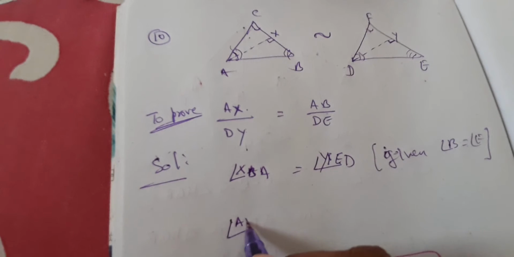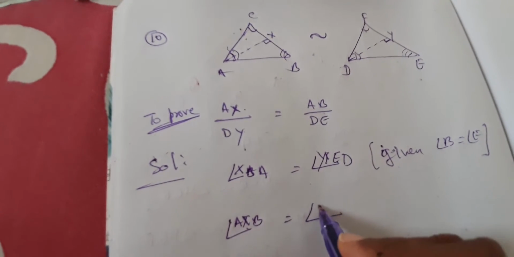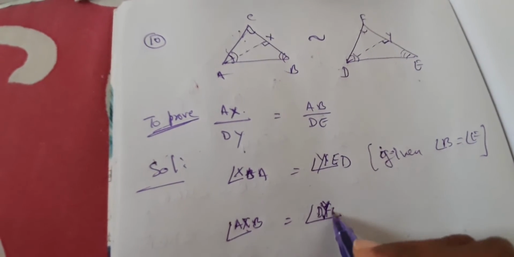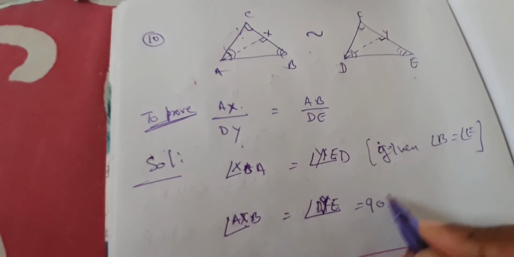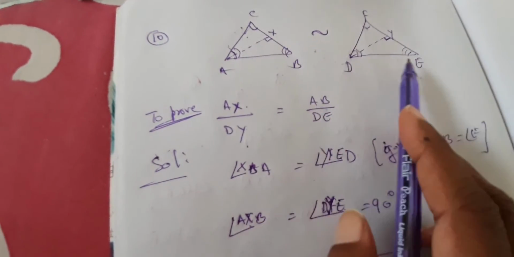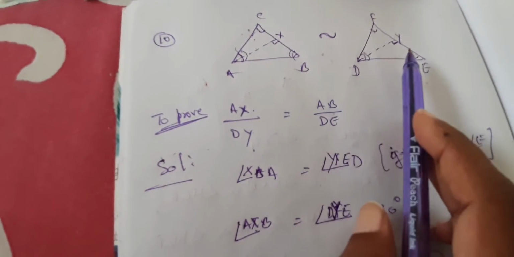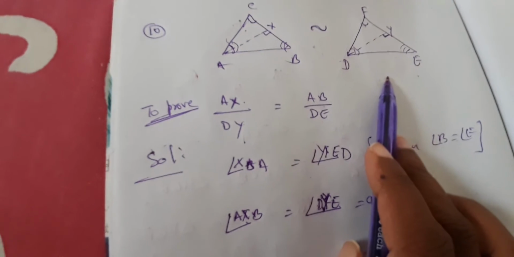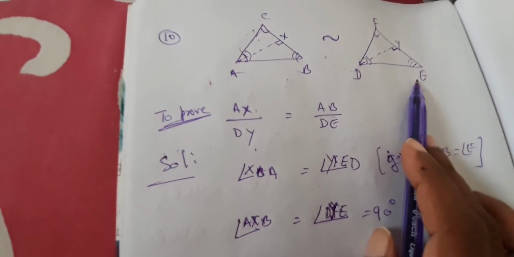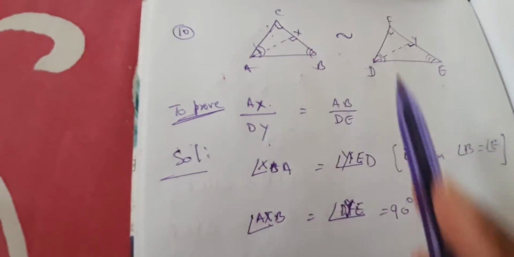Angle AXB is equal to angle DYE, which is equal to 90 degrees, right? So these two angles are equal, these two angles are equal, and these two angles are equal. Now don't bother about XAB and YDE, forget it. Angle congruency means angle criterion are satisfied. So therefore these two triangles are similar.